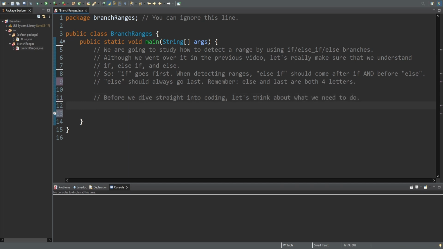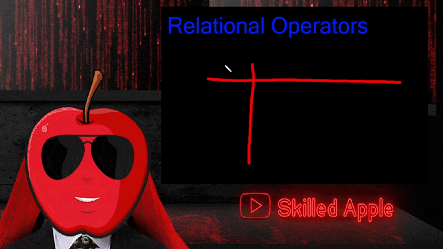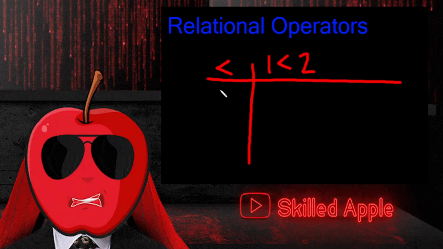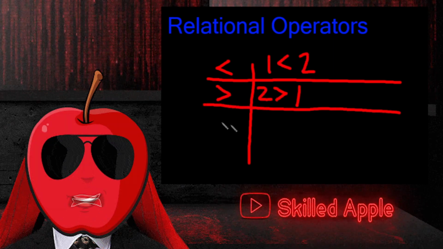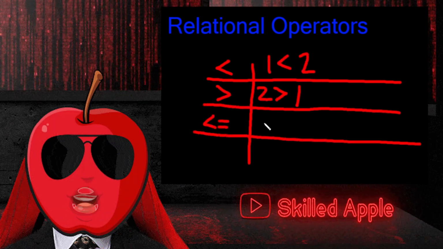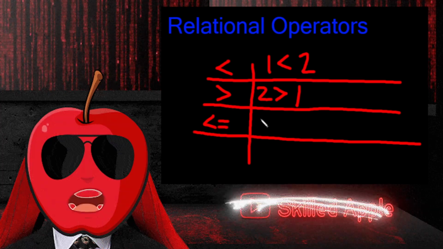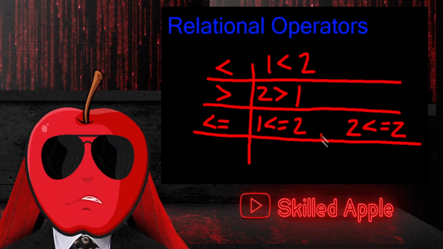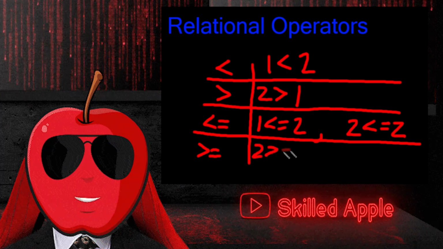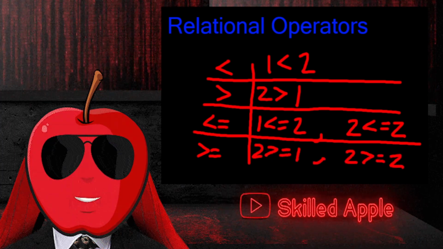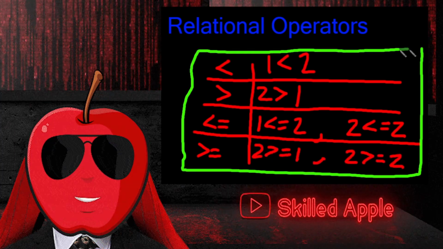But before we dive into the coding, we should think about what we need to do to get this to work. Real quick, let's discuss relational operators. The first one is less than, so 1 is less than 2. Greater than, 2 is greater than 1. Less than or equal to, so 1 is less than or equal to 2, and 2 is less than or equal to 2. And greater than or equal to, which is 2 is greater than or equal to 1, and 2 is greater than or equal to 2. I hope that makes sense.